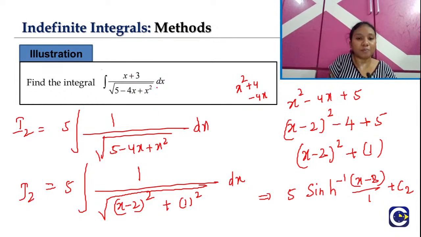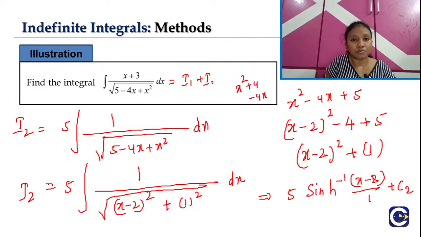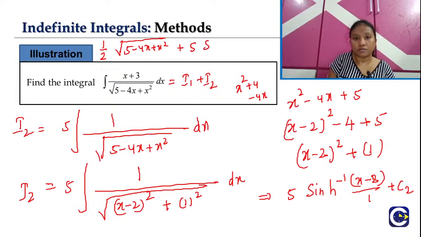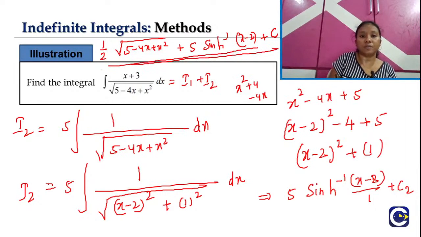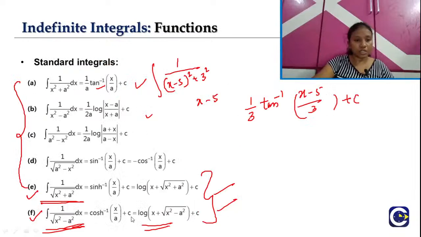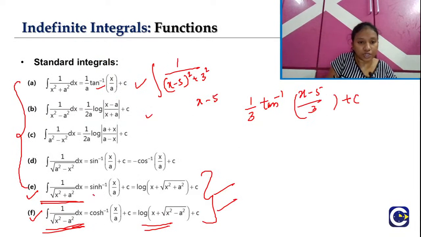So now my complete integral of this function will be I1 plus I2, yes or no? So what is my I1? My I1 integration, I already got to be 1 by 2 root over 5 minus 4x plus x square, and integration of I2 is nothing but 5 sinh inverse of x minus 2, plus overall I am writing c1 plus c2 combined as constant c. So this will be the final answer here: 1 by 2 root over x square minus 4x plus 5, plus 5 sinh inverse of x minus 2, plus c. Because we have written this quadratic expression in the format of root over x square plus a square, you can write it in terms of sinh inverse.